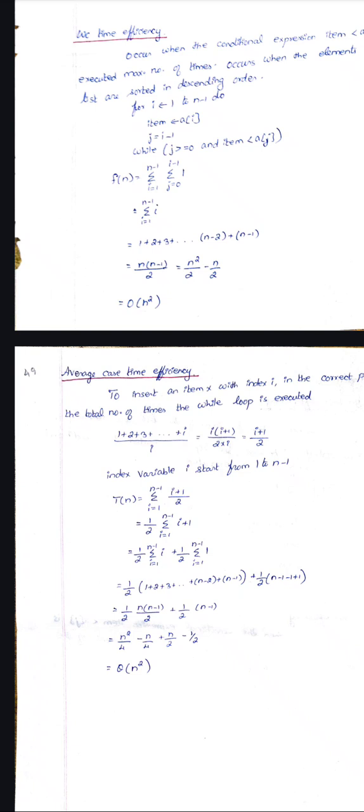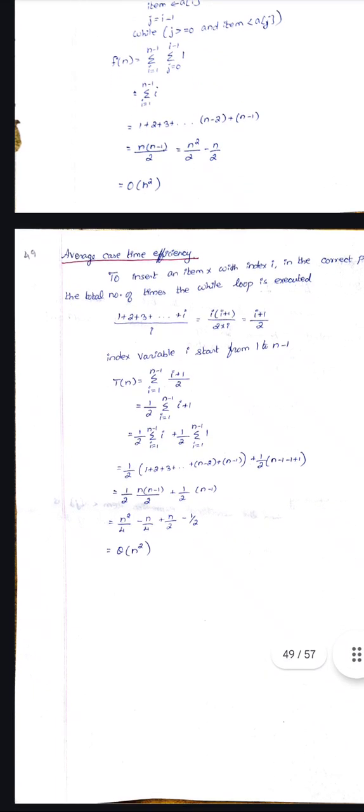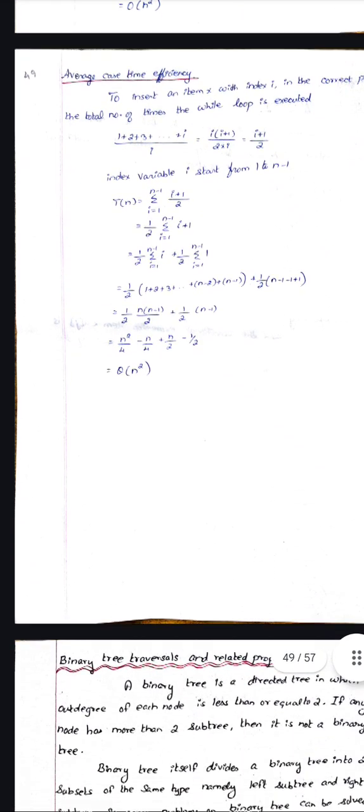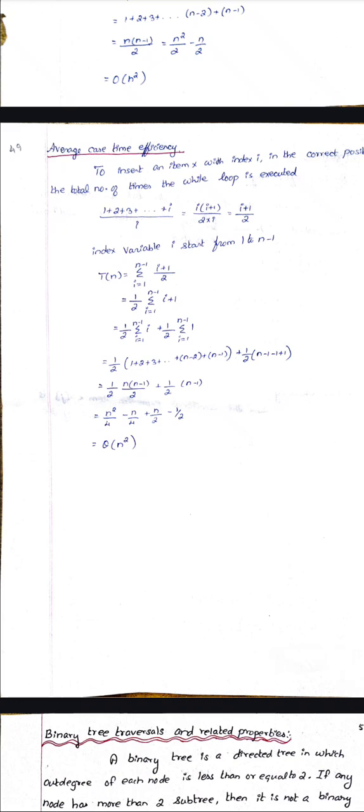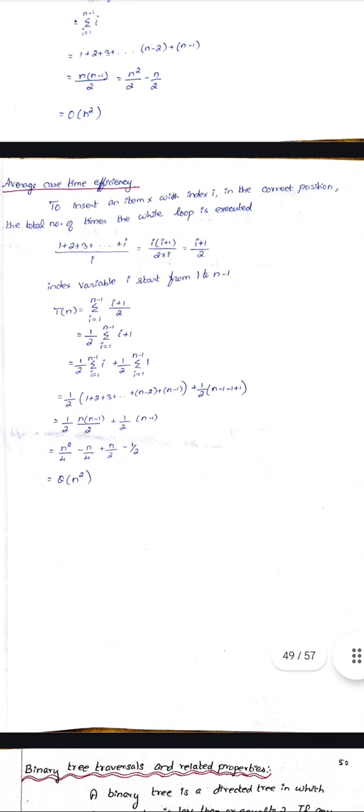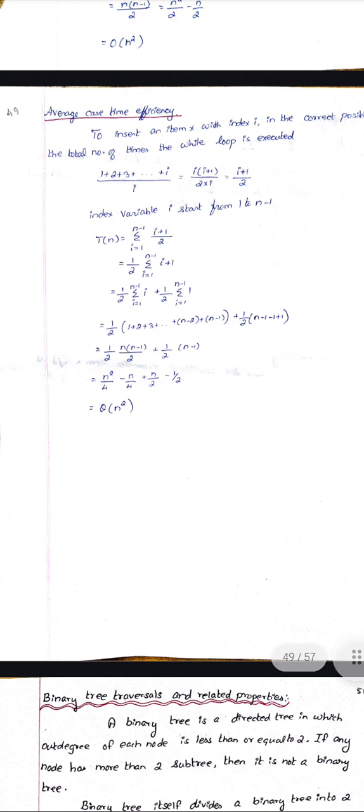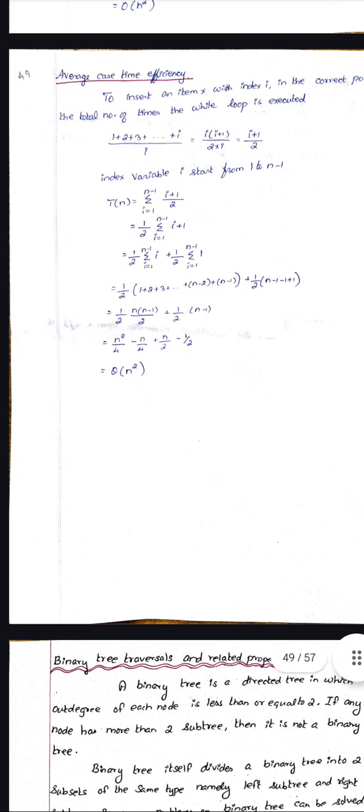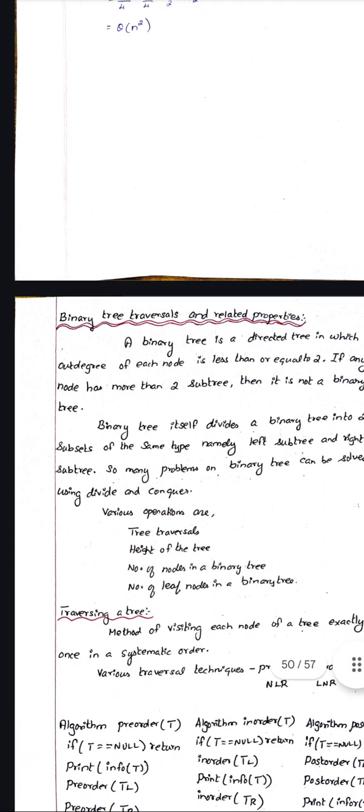Sum over I equals 1 to n minus 1, j equals 0 to I minus 1, then it is n into n minus 1 by 2, n square by 2 minus n by 2, that is equal to big O of n square, theta of n square. To insert an element item x with the index I at the correct position, the total number of times the while loop is executed is I plus 1 by 2. That is theta of n square.